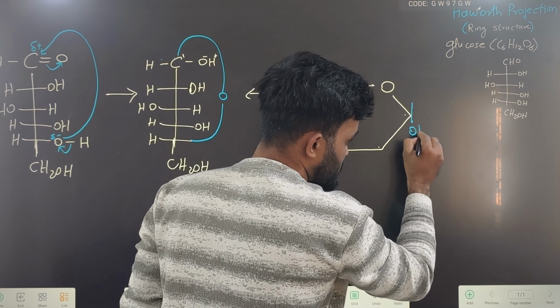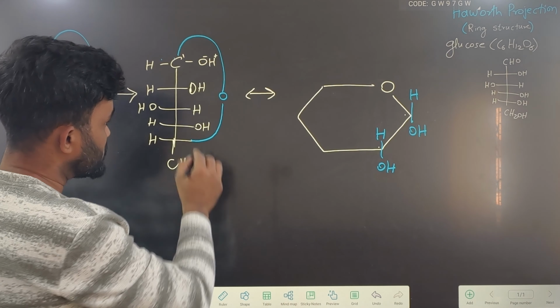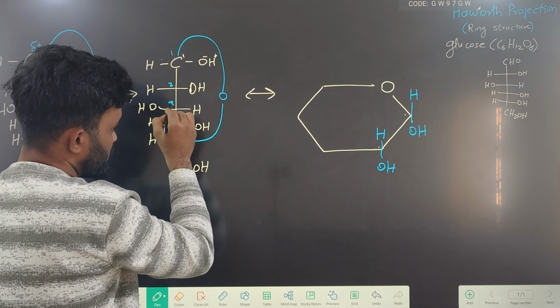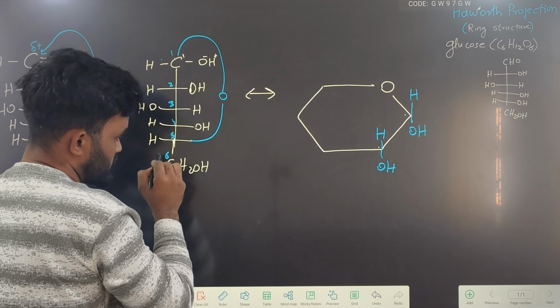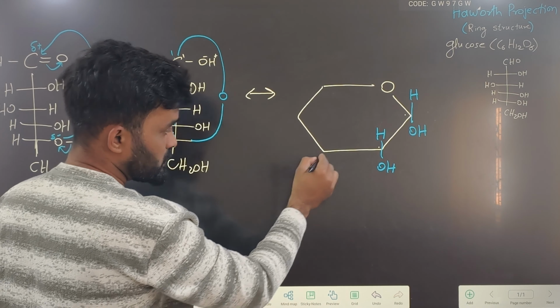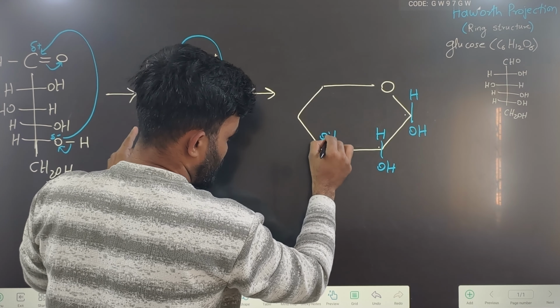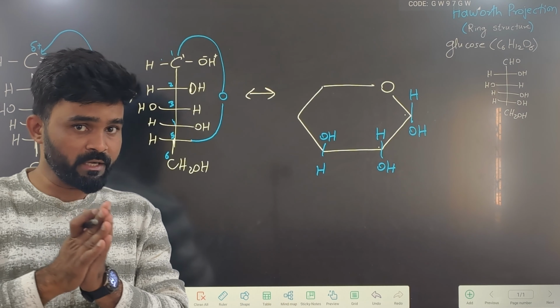OH right side goes down. H left side goes up. On the second carbon, OH right side down, H left side remains up. Third carbon: sorry, H is on the right side, so H goes down and OH on the left side remains up. Going well up to this point?